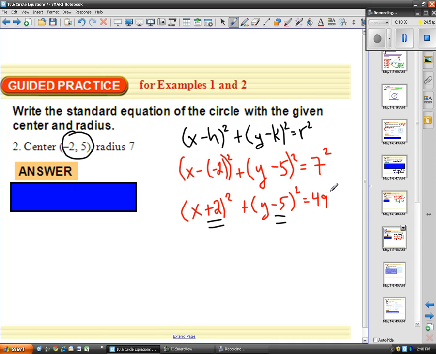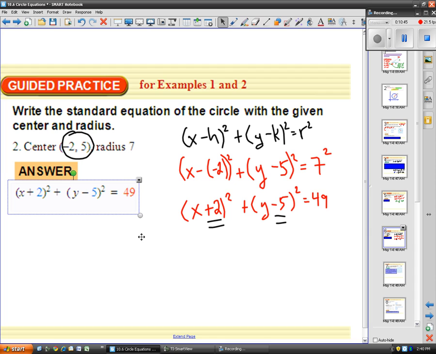So that's my final equation, and that's the equation you would look for. That's the standard form equation that we're looking for. So hopefully you're getting the hang of this. So we're going to move along now.